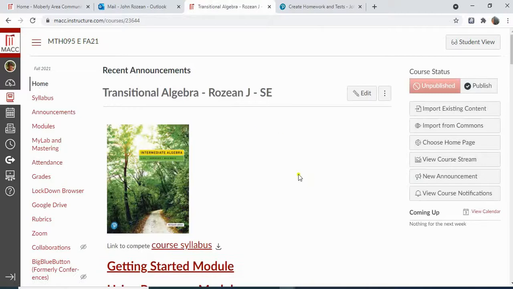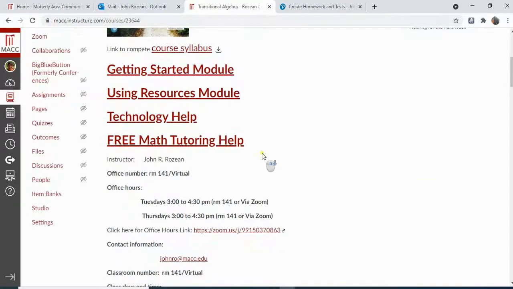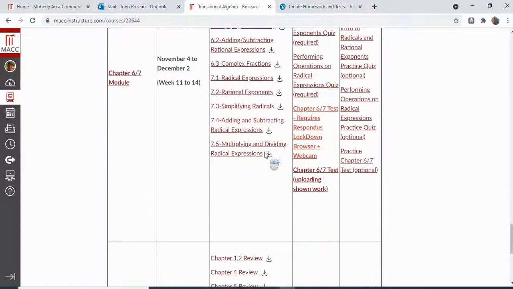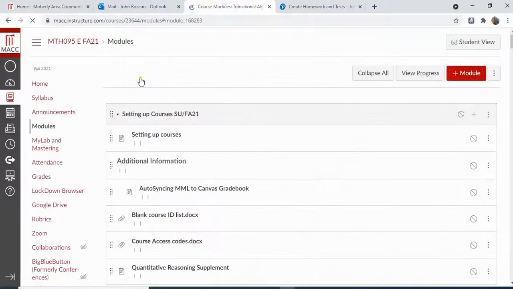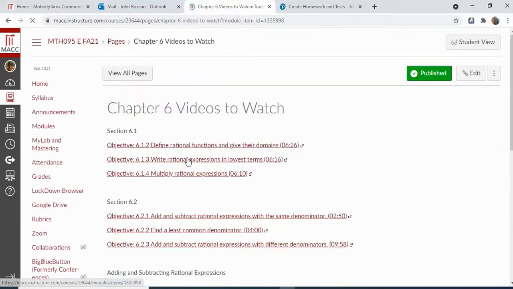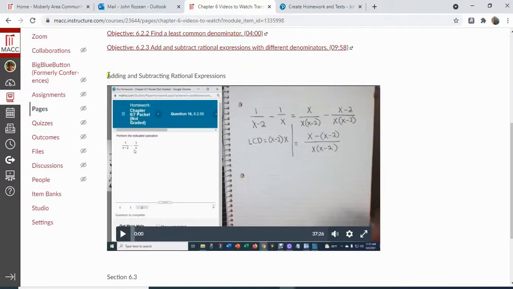Also, another resource, perhaps the best way to start would be to go into our Chapter 6 module here. Chapter 6-7 module, by the way. Look at our 6-7 module resources, scroll down to Chapter 6 videos to watch. Scroll on down to this particular video, adding and subtracting rational expressions. So there are a couple of things that you can review to help you with this particular question right here.